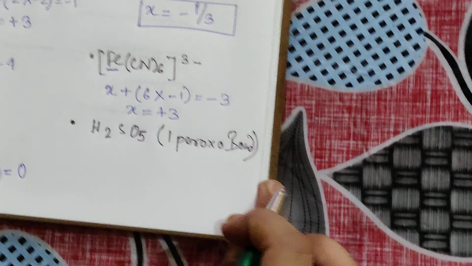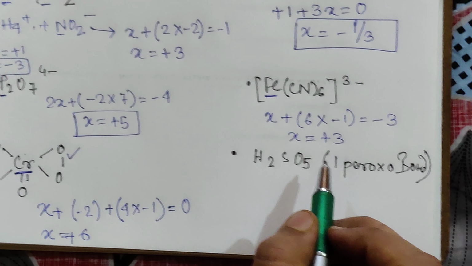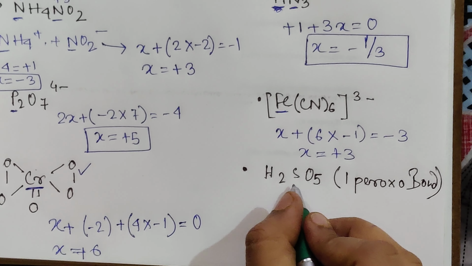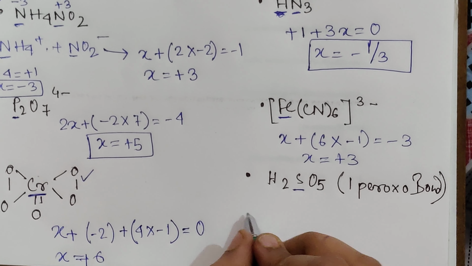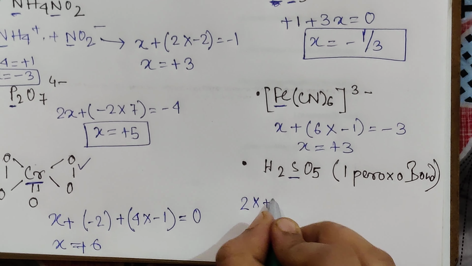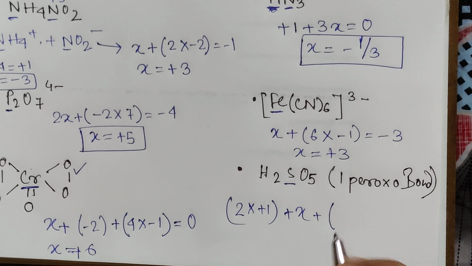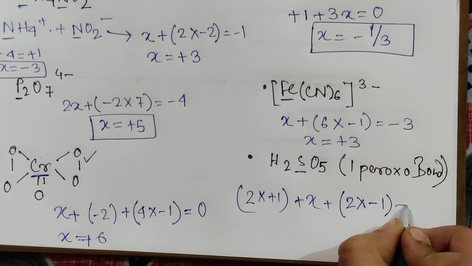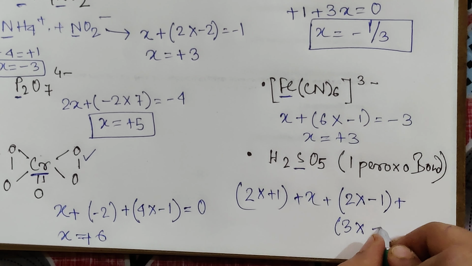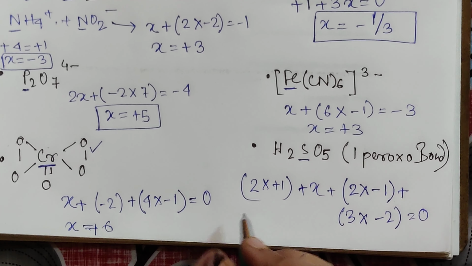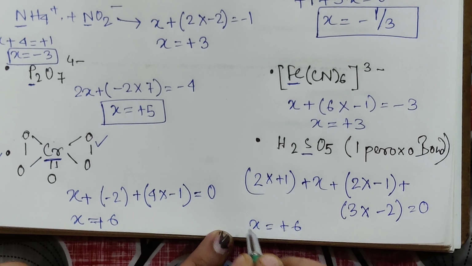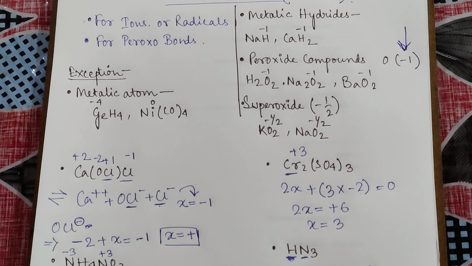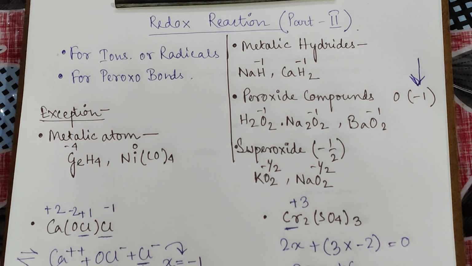Now coming to the last compound, H2SO5, here one peroxo bond is present. We have to find the oxidation number of sulfur. So we take 2 into +1 plus x plus, now one peroxo bond means 2 oxygens are involved, so 2 oxygens into -1 and the remaining 3 at -2, equal to 0. So we formulate this, and x equals +6 here as well. So this is how we can find the oxidation number of different chemical compounds.